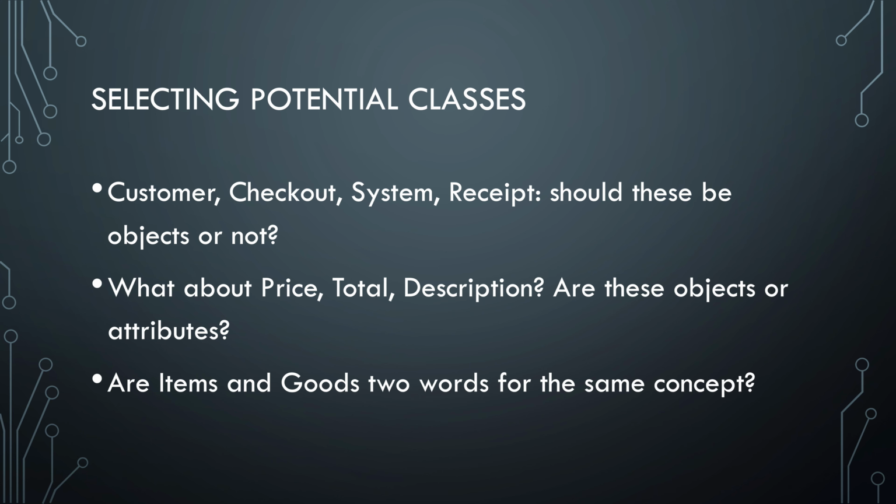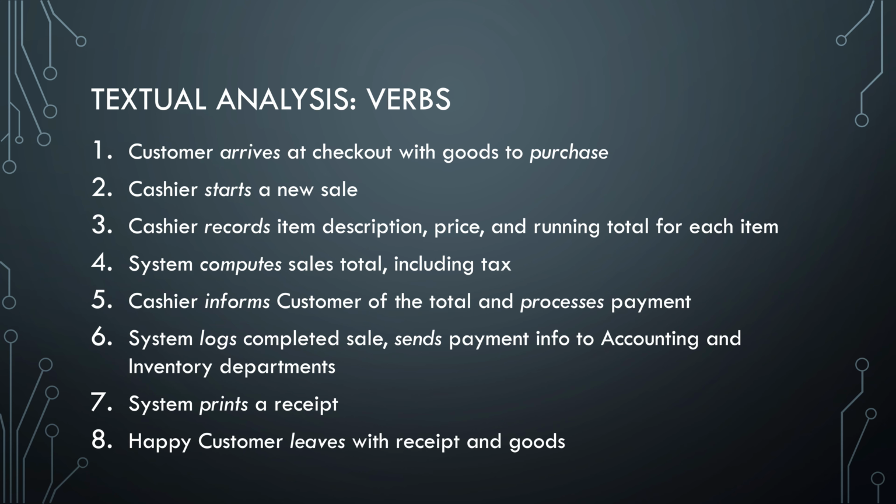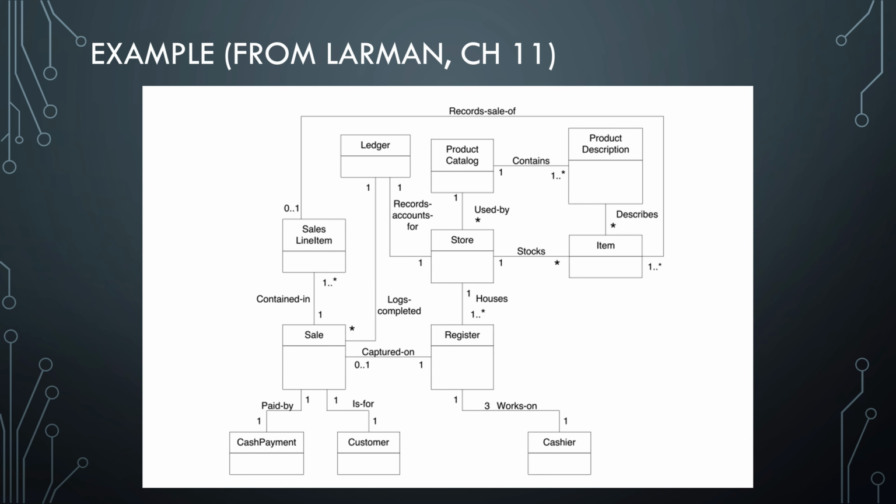Probably. And how about price, total, and description? I think it makes more sense to make these attributes. Items and goods refer to the same thing, so we won't need two separate classes for these. And we can go through the same process with the verbs, and then we can translate verbs into associations between the objects.